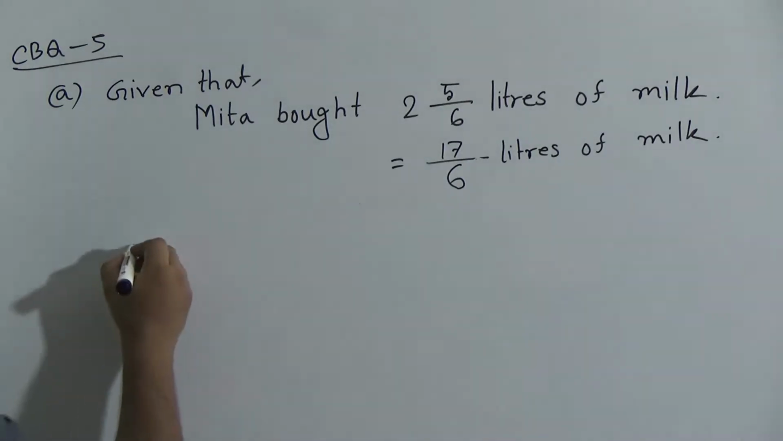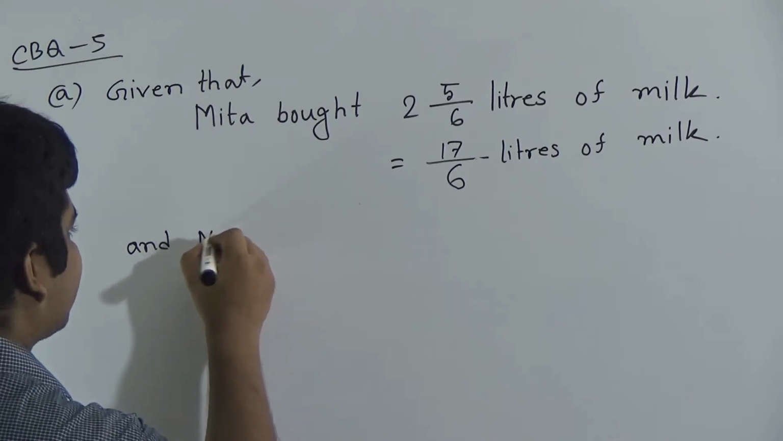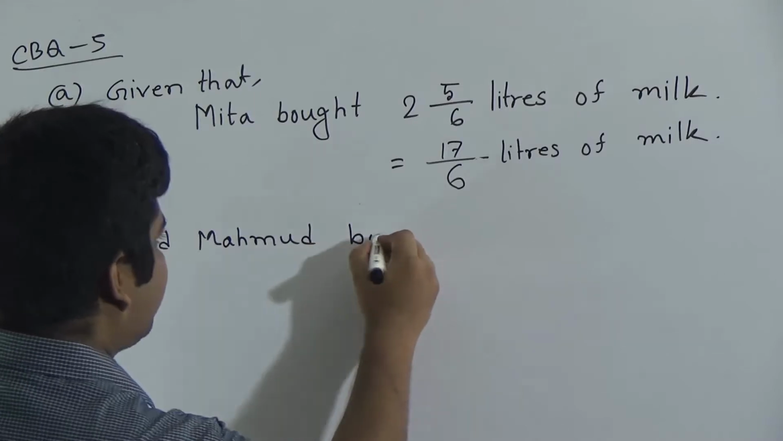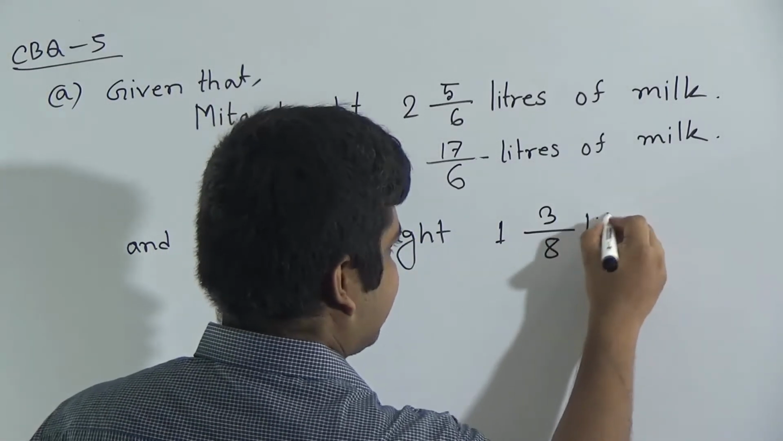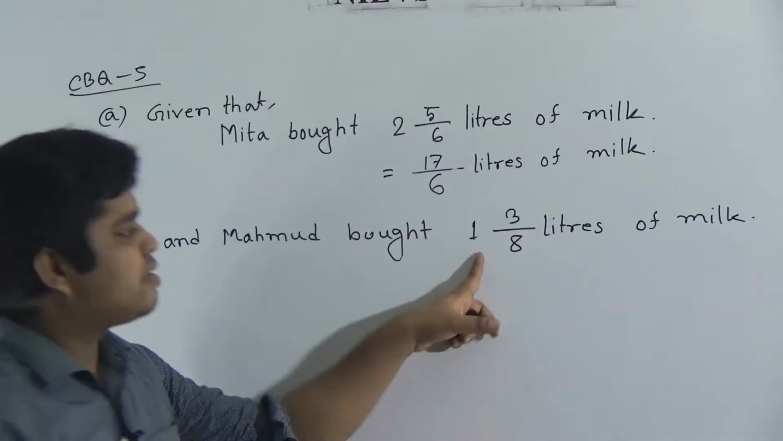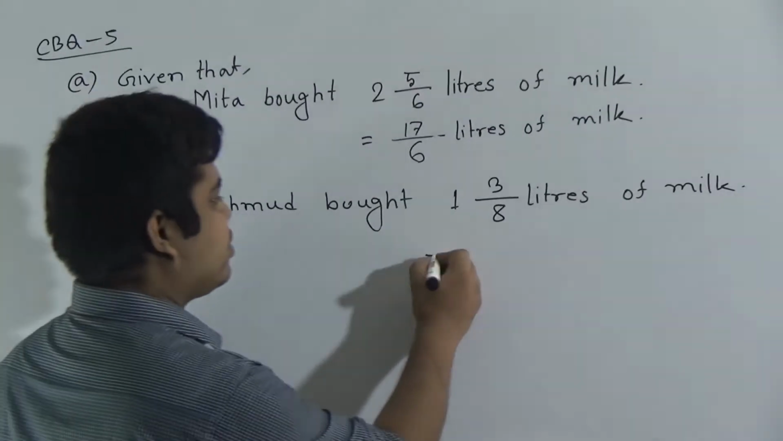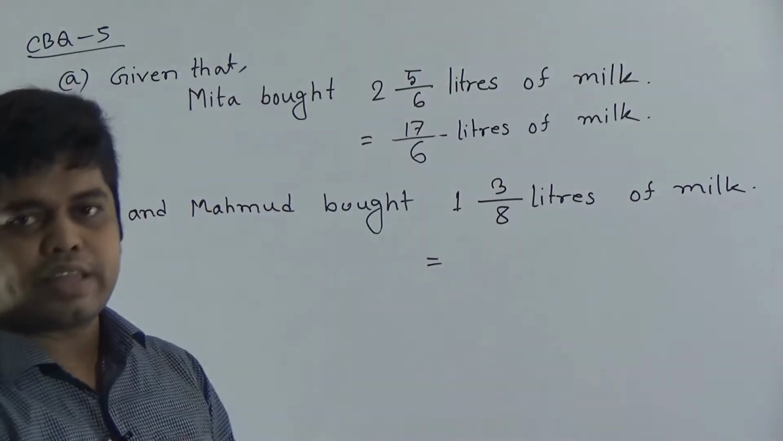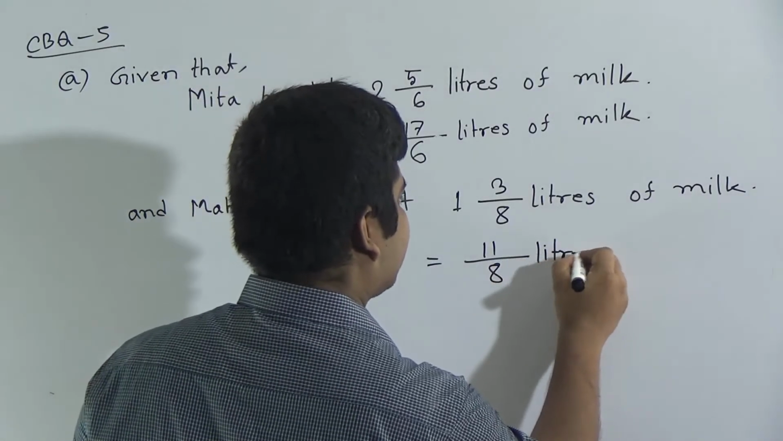Next we shall write, Mahmud bought how many liters? Mahmud bought 1 3/8 liters of milk. Notice this is also a mixed fraction. We convert this mixed fraction into an improper fraction. First of all we multiply 1 with 8, 8 ones are 8, and this 3 is added with that 8 and we get 11. So 11/8 liters of milk.